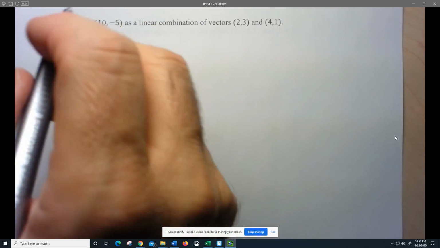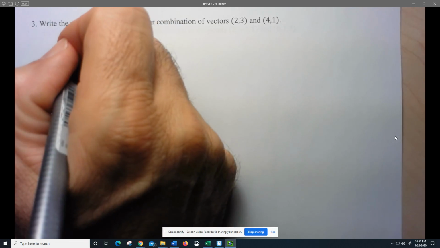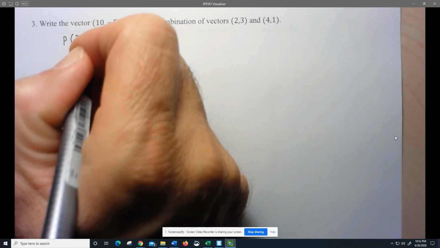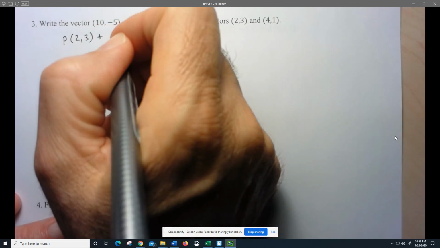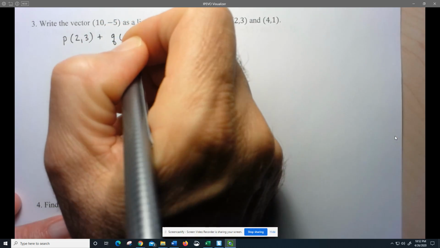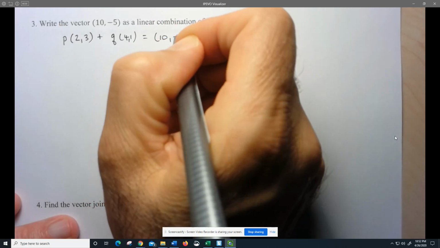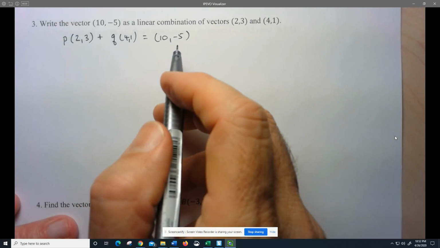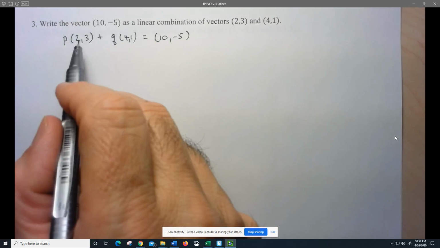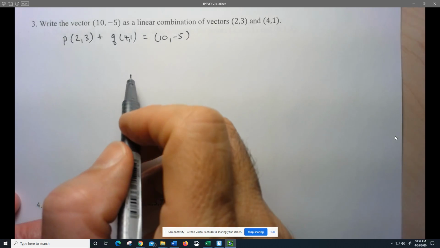So let's say I use P and Q. So what I want to do is multiply (2, 3) by some scalar multiple, say P, and then add that to some scalar multiple of (4, 1). Okay, and that is going to give me the vector (10, -5). So this is what I'm solving in order to answer this question: what linear combination of (2, 3) and (4, 1) is going to add up to (10, -5).